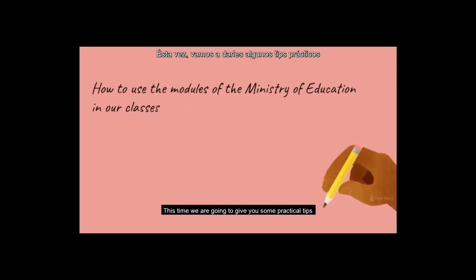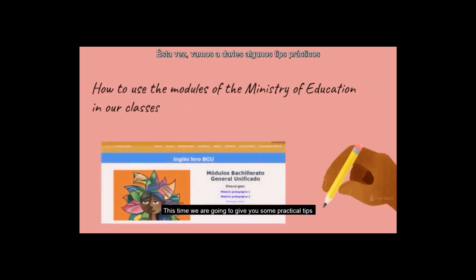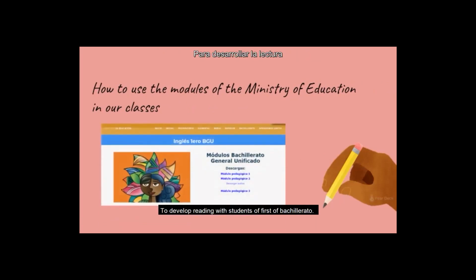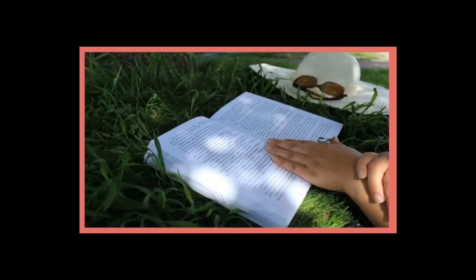This time, we are going to give you some practical tips to develop reading with the students of first of Bachillerato. Remember that we have to prepare our students to have a great time with reading if we want them to succeed in this skill, develop their critical thinking, increase their cultural knowledge and vocabulary, and improve their intellectual and scientific curiosity.